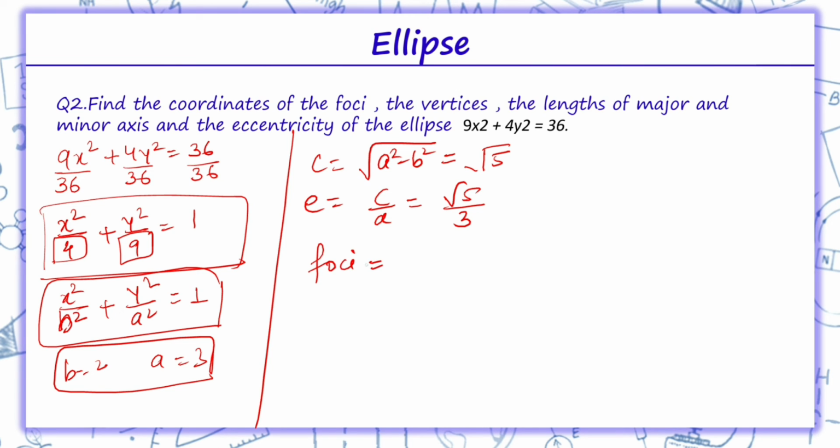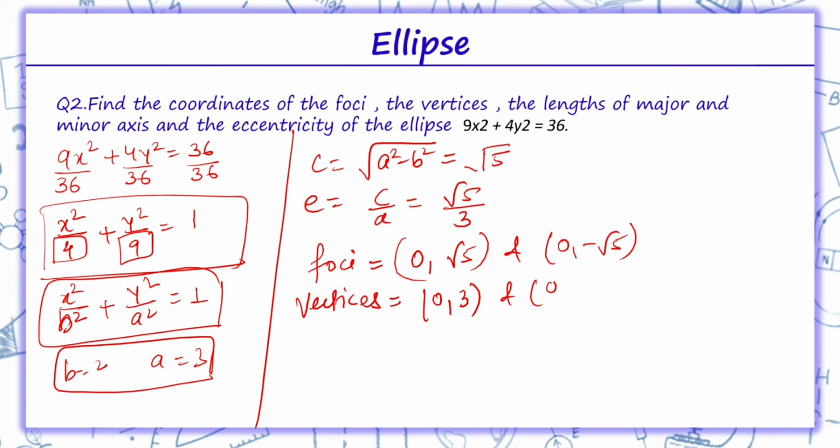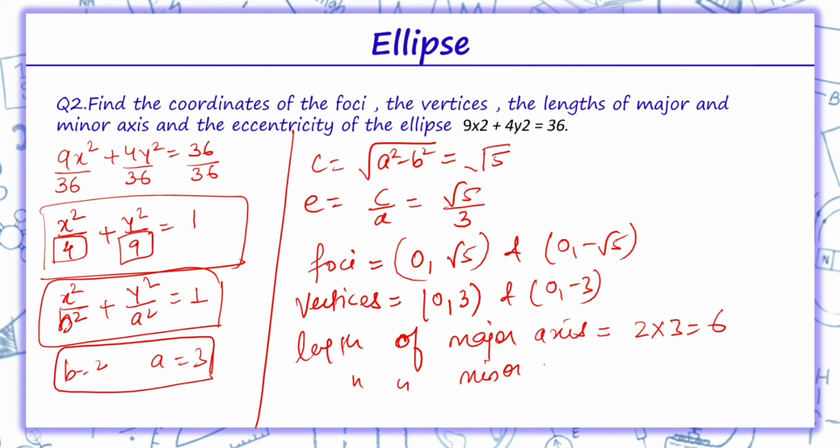Now, foci. Since the major axis is on the y axis, the foci will be 0, root 5 and 0, minus root 5. Vertices, again since the major axis is on the y axis, will be on the y axis: 0, 3 and 0, minus 3. Length of major axis is 2a, so 2 into 3, which is 6. Length of minor axis will be 2b, which is 2 into 2, 4. Eccentricity we have already calculated, which is square root of 5 by 3.